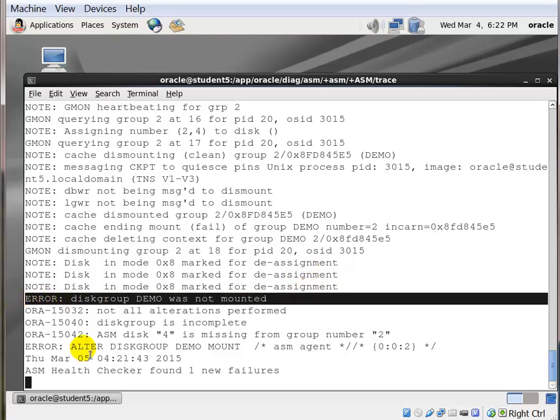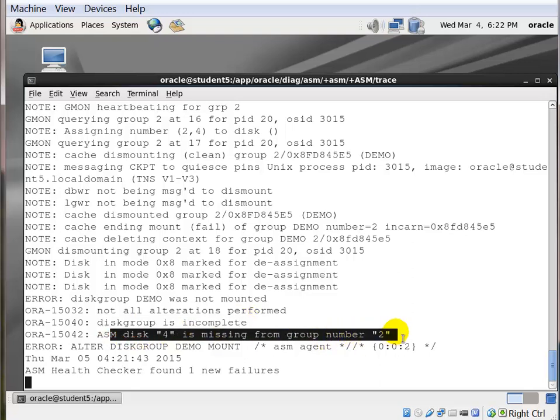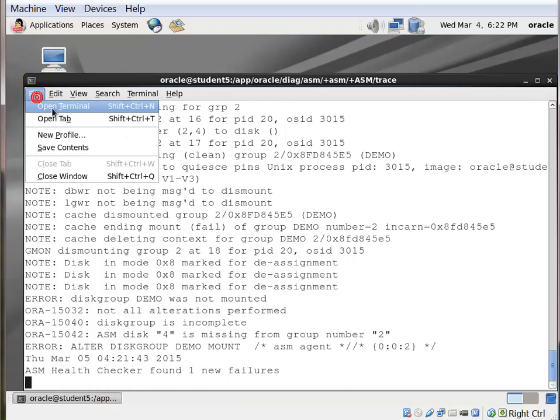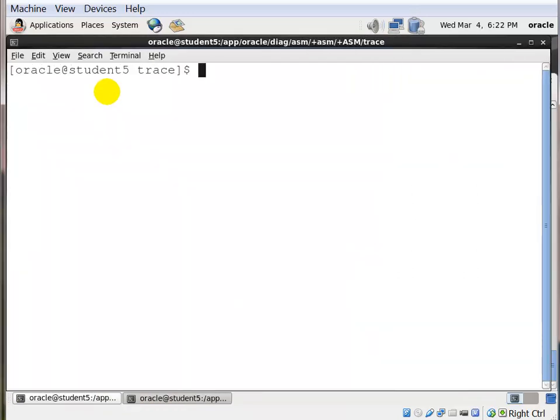Okay, and it's going to tell you why. The reason why it cannot be mounted is because the disk group is incomplete. We're missing disk number 4 from group number 2. All right, so it's going to say, well, we certainly can't mount this at this point. All right. Now, it's the correct assessment, by the way. We lost the disk.